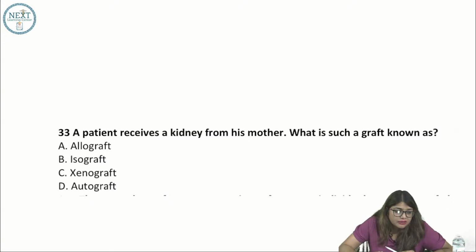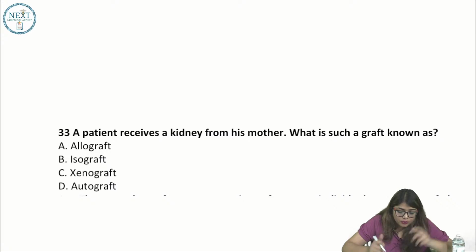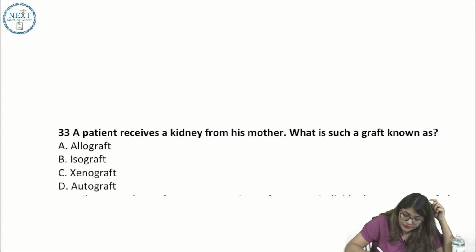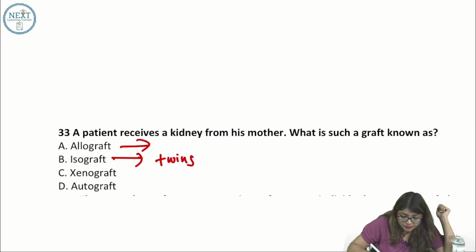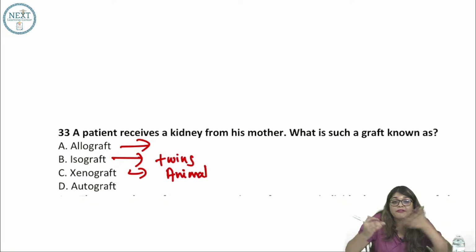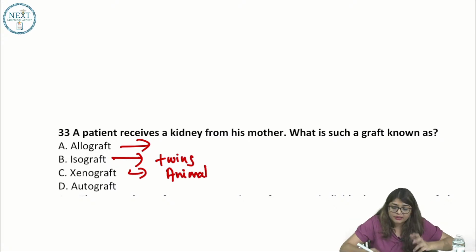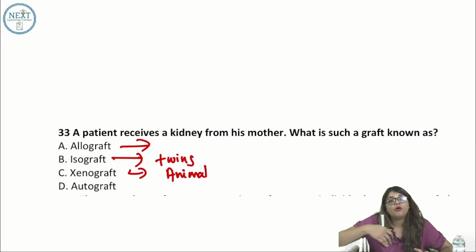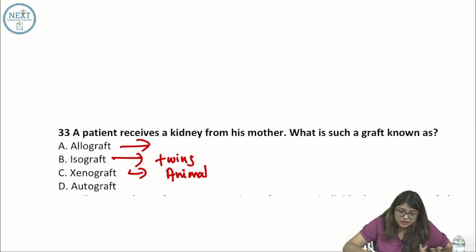Again, simple question. We have all done this question, so let's not waste a lot of time on it. Isograft is seen in twins. Xenograft is seen in animals. A graft taken from animals into human is known as xenograft, or other species. You can call it other species also.